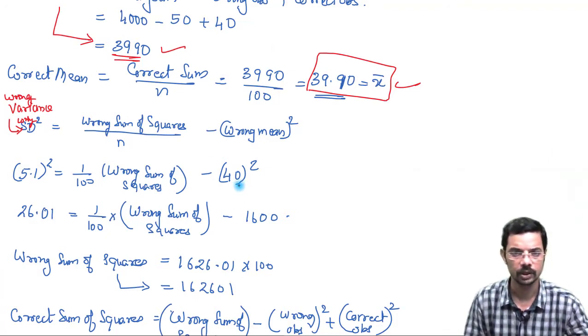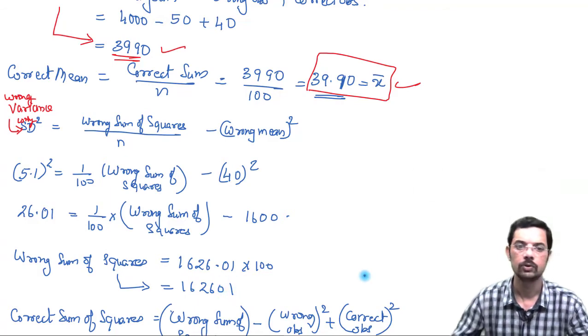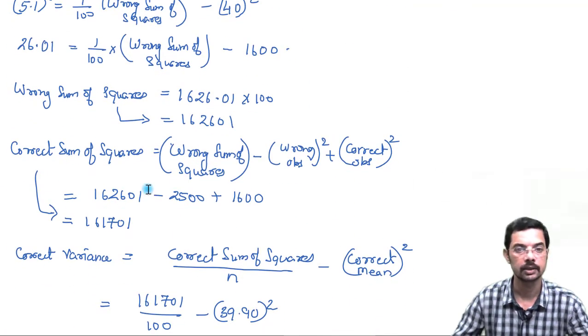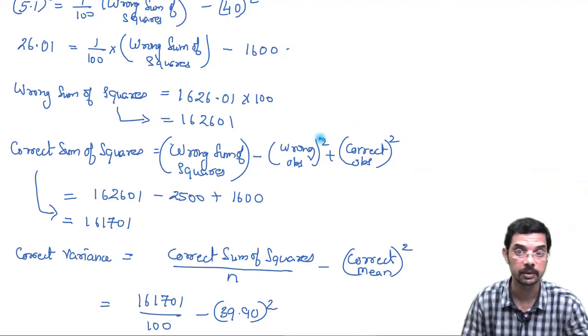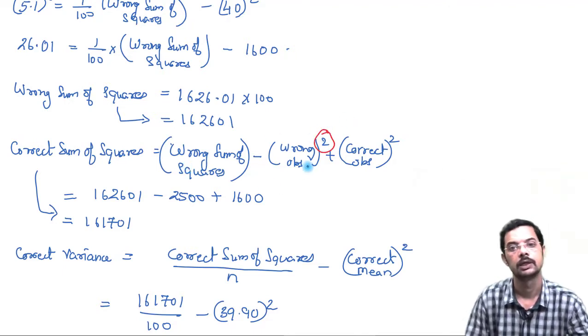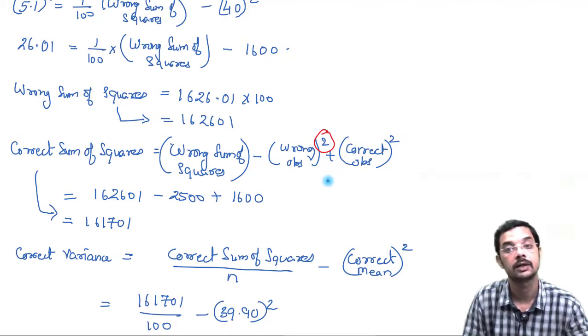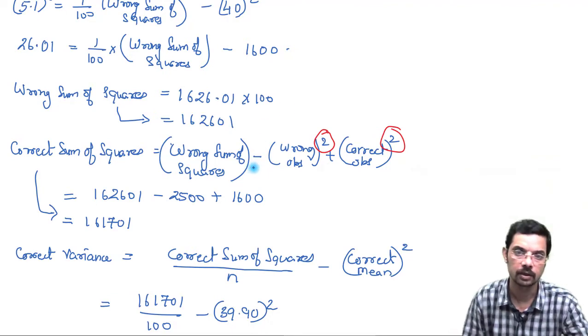Okay, so you get 40 square, that is 1600. Calculating this, we get the wrong sum of squares as 162601. Now we need to correct the sum of squares. From the wrong sum of squares, please be careful, we remove the square of the wrong observation and add the square of the correct observation.